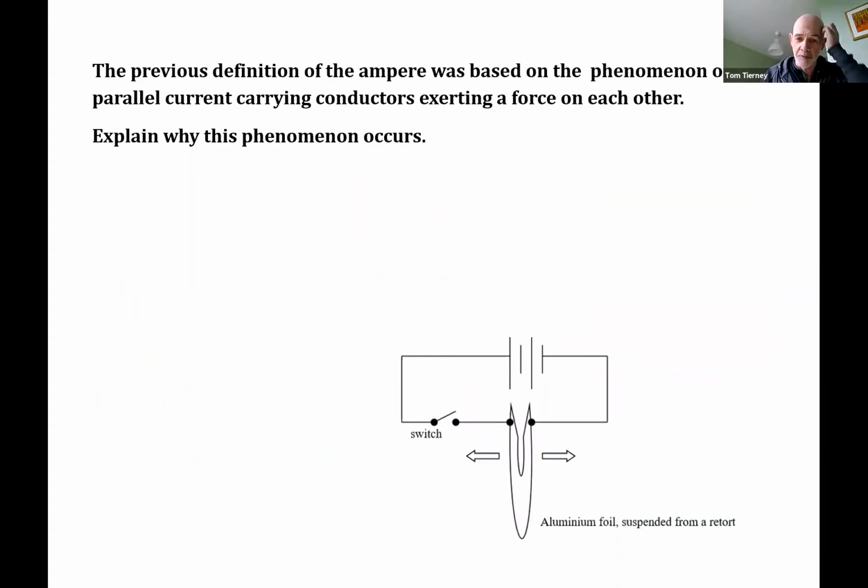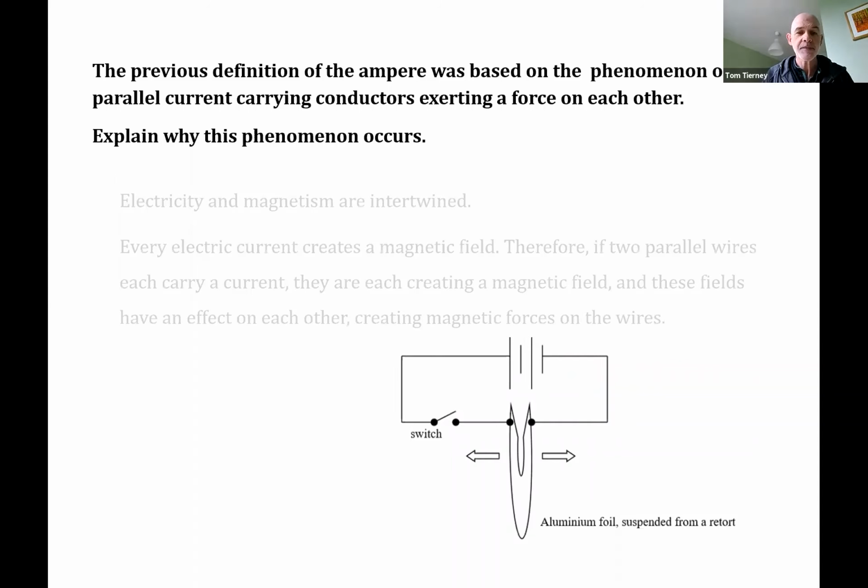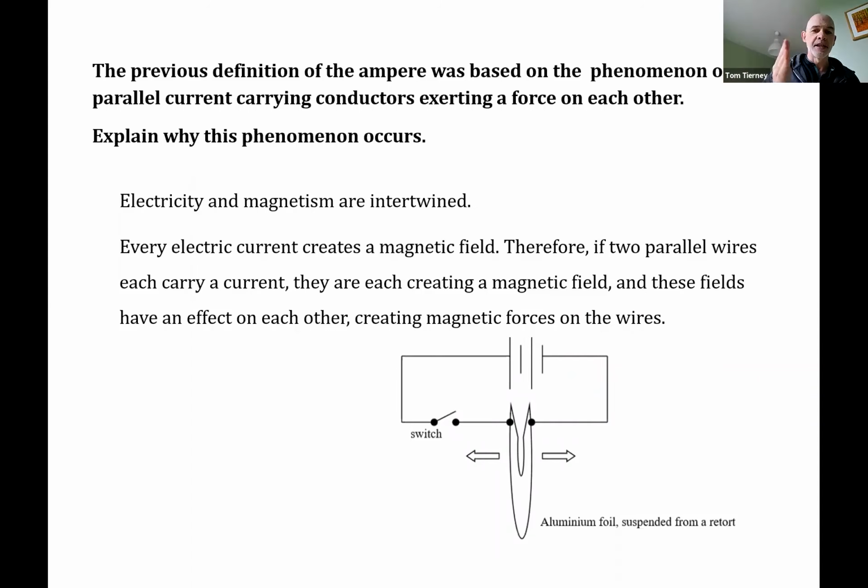So how do you explain how the phenomenon occurs? Like if you put an electric current through a wire, you're also creating a magnetic field there. So if you have 2 wires side by side, both carrying a current, then both of them are magnets, and 2 magnets side by side will always either attract or repel each other. And you can demonstrate it by hanging some aluminium foil from a retort stand, putting a current through it, and you'll see them usually jump apart.